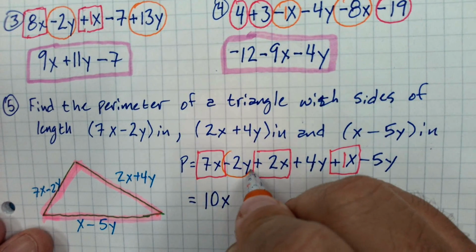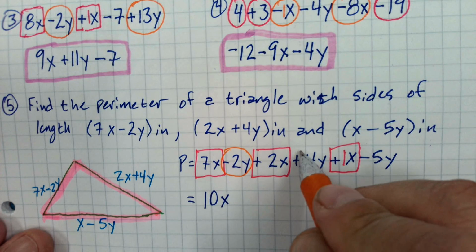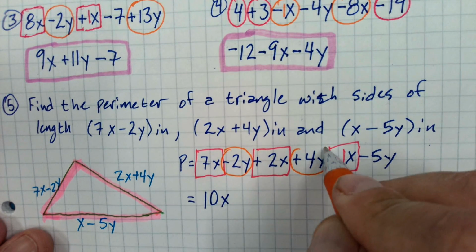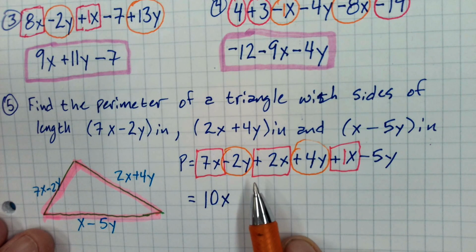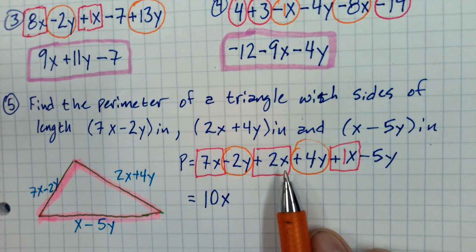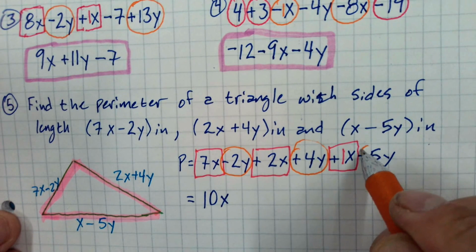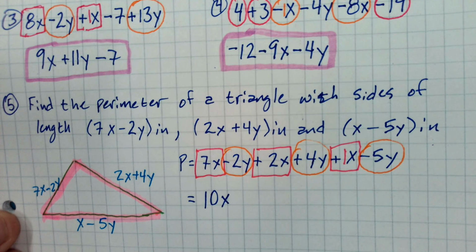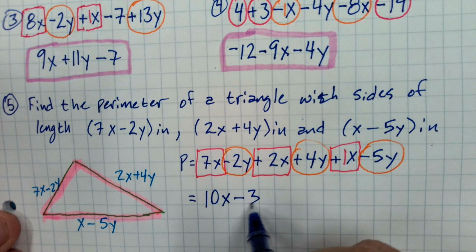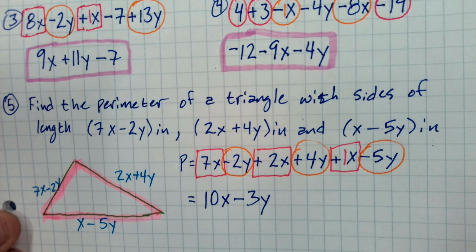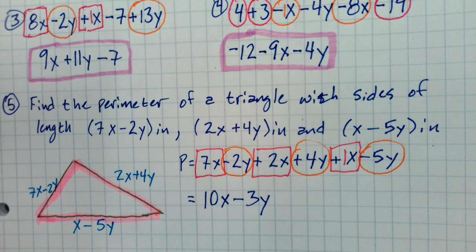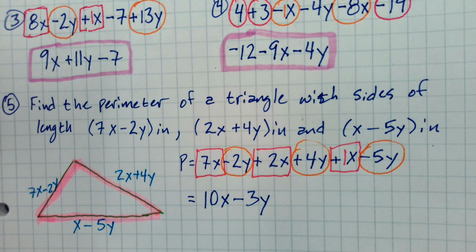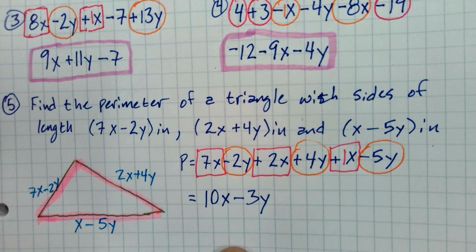And let's figure out the y values. We've got negative 2y and positive 4y. How much is that? 2y. Negative 2 and positive 4 is 2y. And then if we have 2y and then minus 5y, negative 3y. And so that would be the perimeter. We don't know what x and y are at this point, so we'll just leave it that way. But that's the perimeter as a variable expression. Okay? Any questions?